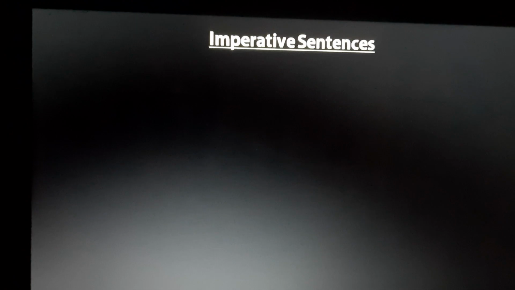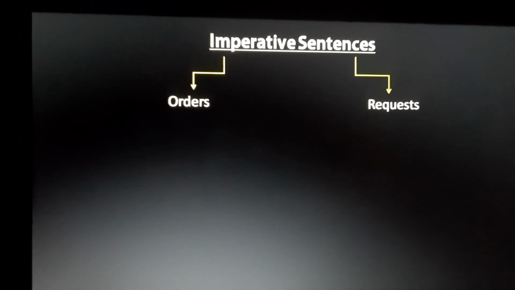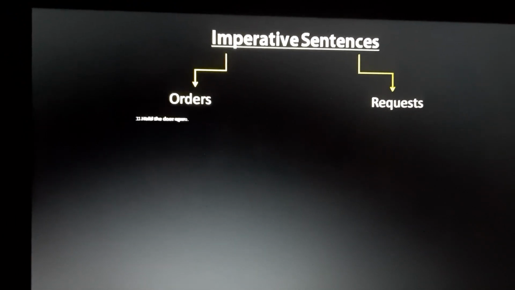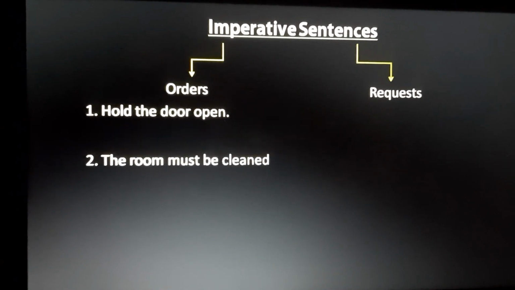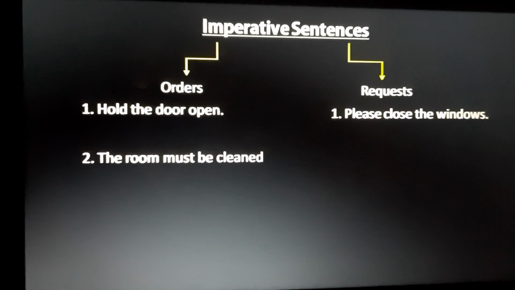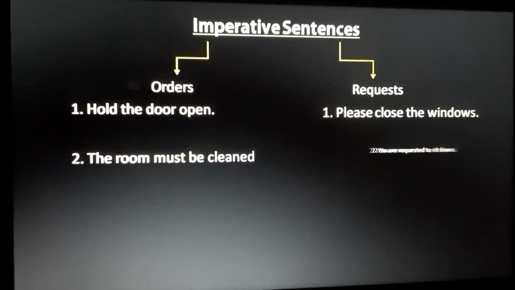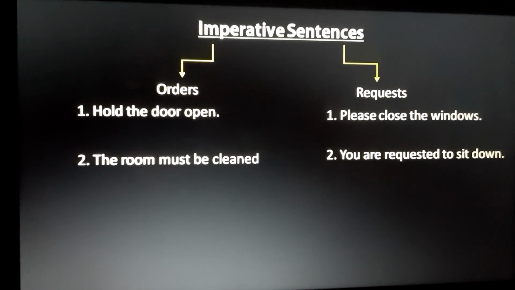So let us begin. Imperative sentences can either be orders or requests. Let us see some examples for both of these. "Hold the door open" is an order. "The room must be cleaned" is also an order. "Please close the windows" is a request. "You are requested to sit down" is a request too.